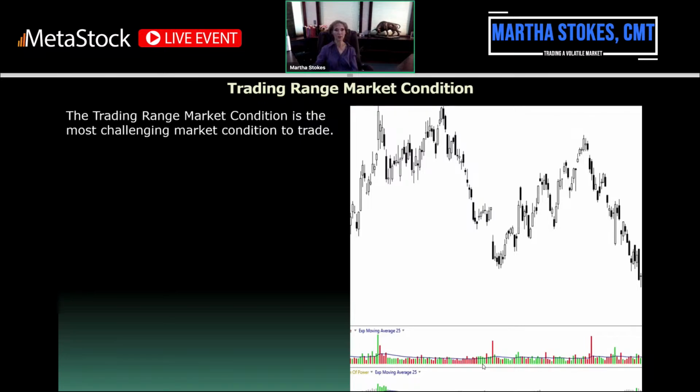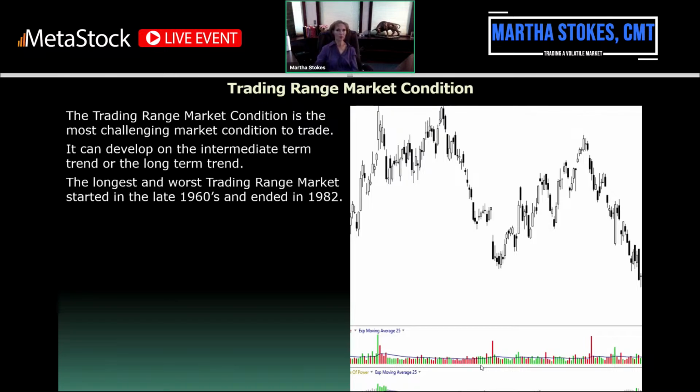So the trading range market condition is the most challenging market condition to trade. It can develop on the intermediate term trend or the long-term trend. So it can be something you see mostly on weekly charts. The longest and worst trading range market for the indexes started in the late 1960s and ended in 1982.